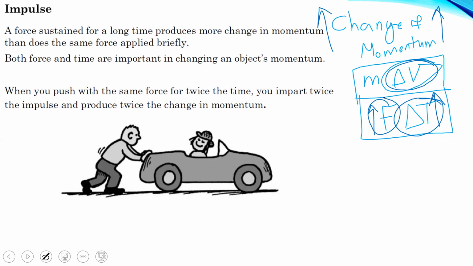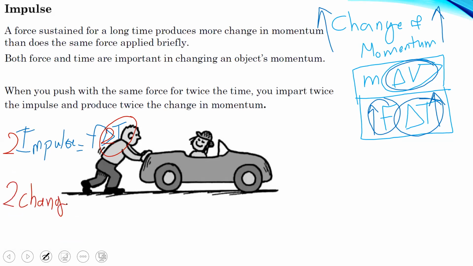When you push with the same force for twice the time, you impart twice the impulse, and so you produce twice the change in momentum. An impulse is F delta t. So when you double the t, when you apply it for a longer time, you double the impulse, so you double the change of momentum.